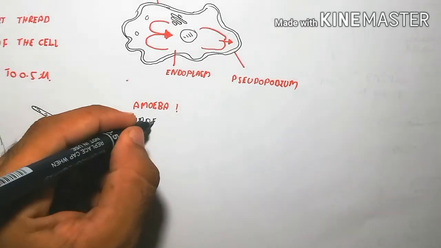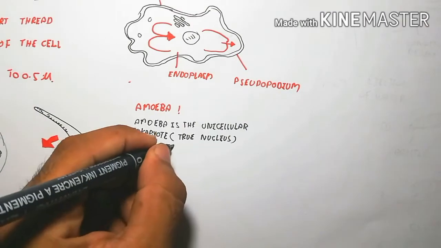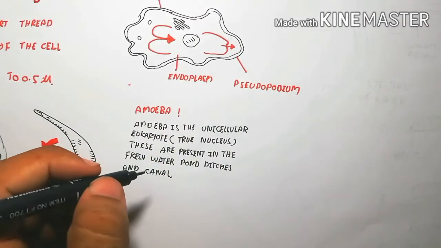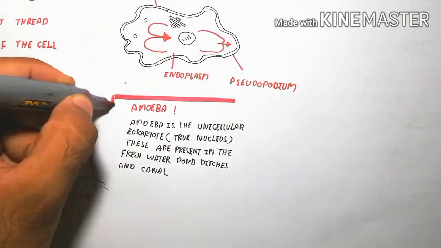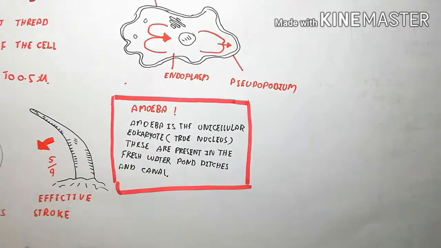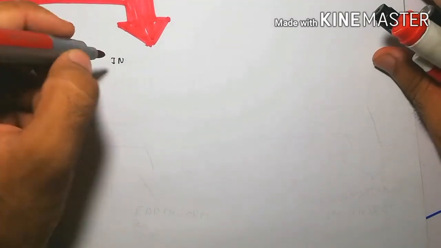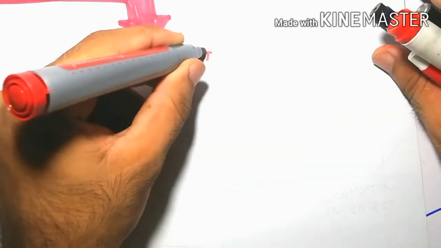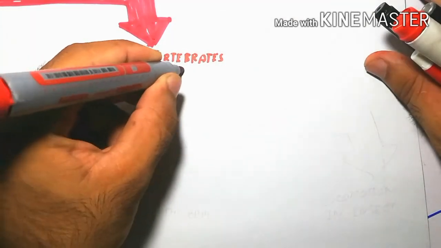True nuclei are present. These are present in freshwater ponds, ditches, and canals. Basically, it is a freshwater living organism living as a unicellular organism, and its asexual reproduction is by cell division. So cell division is the asexual reproduction. Now we will discuss the multicellular invertebrate organisms.